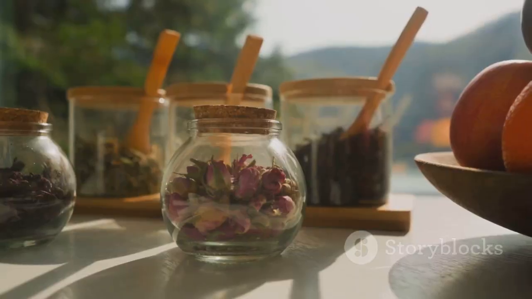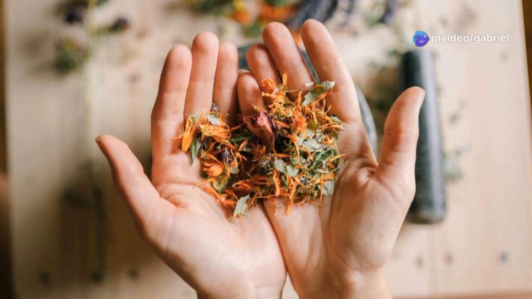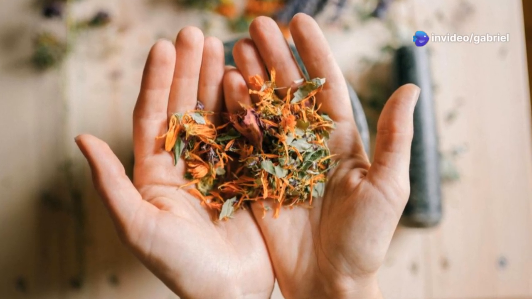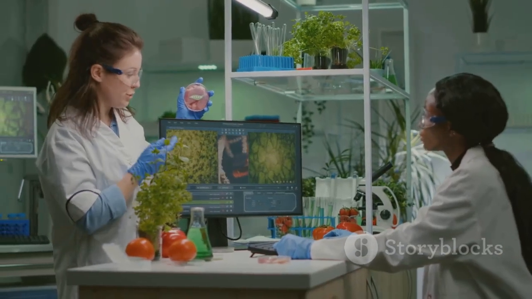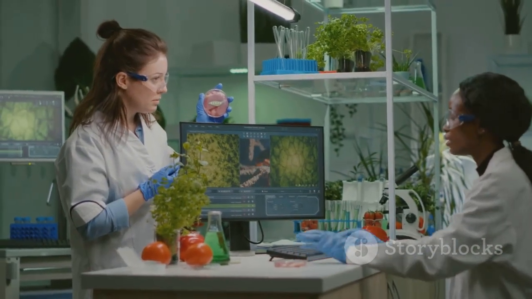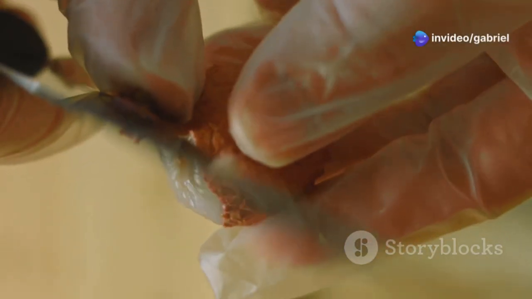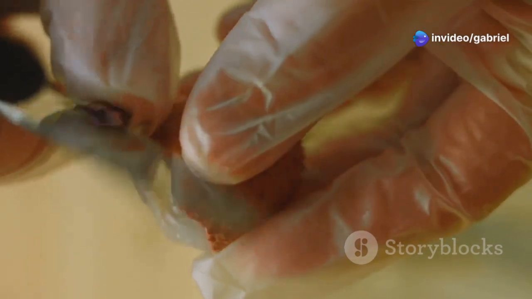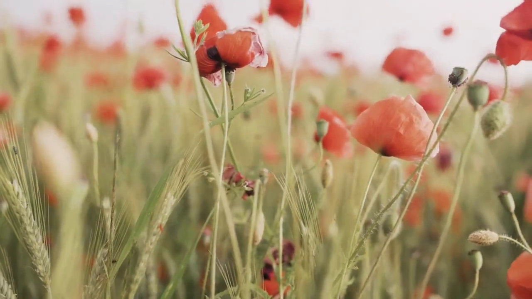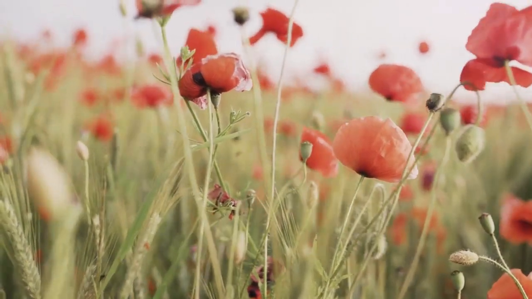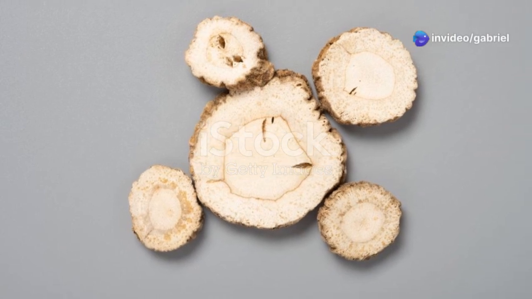Beyond their nutritional value, plants have been used for centuries for their medicinal properties. Traditional medicine systems around the world rely heavily on the healing power of plants. Many modern pharmaceuticals are also derived from plants, highlighting the importance of preserving biodiversity and traditional knowledge. Aspirin, one of the most widely used pain relievers, is derived from salicylic acid, a compound found in the bark of willow trees. Morphine, a powerful painkiller, is derived from the opium poppy. These are just a few examples of the countless ways that plants have contributed to human health and well-being.